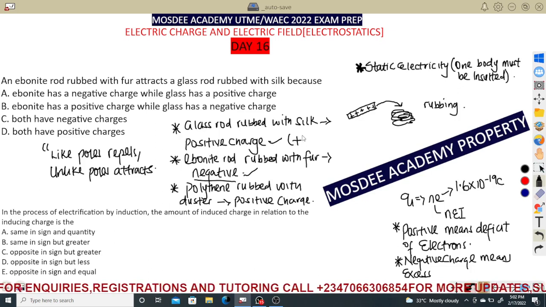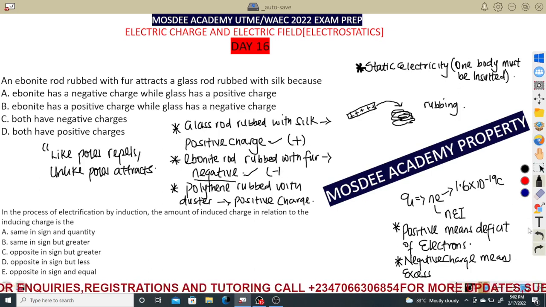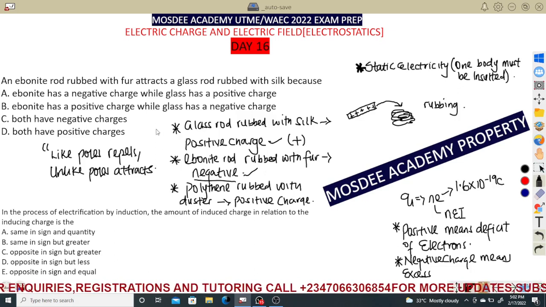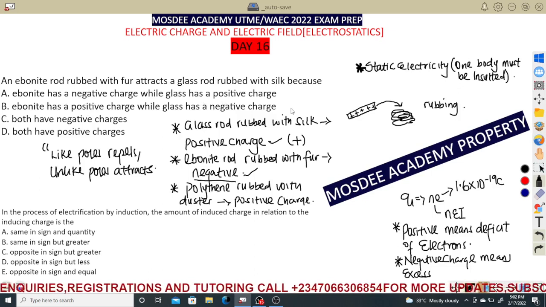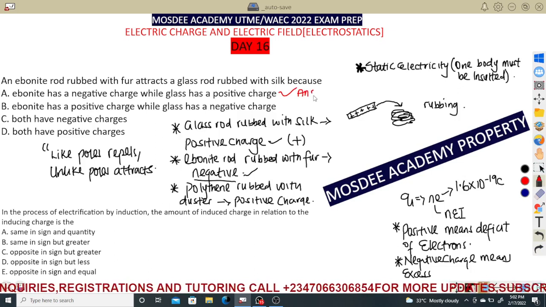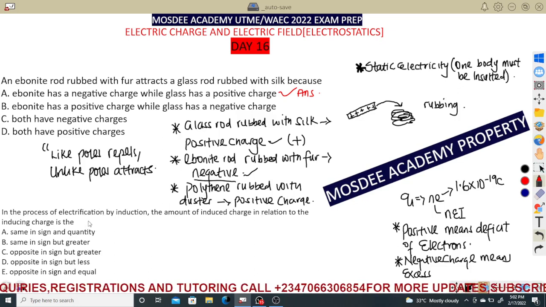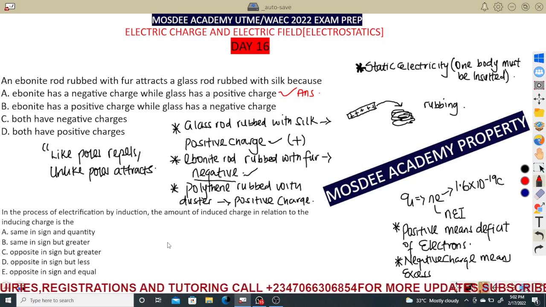So negative and positive are unlike poles, from Benjamin Franklin. Unlike poles will definitely attract. So the reason why they attract is because one has positive and the other has negative. So simple. Ebonite has negative and glass has positive. So the answer to that is straightforward and direct. We pick this as our answer.